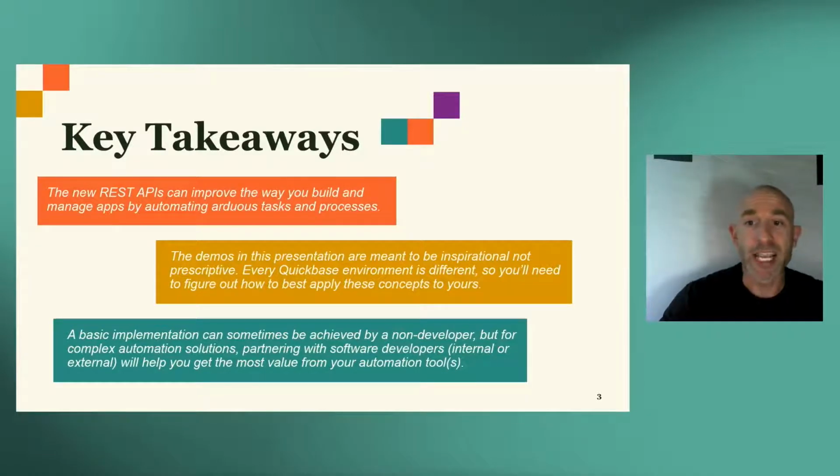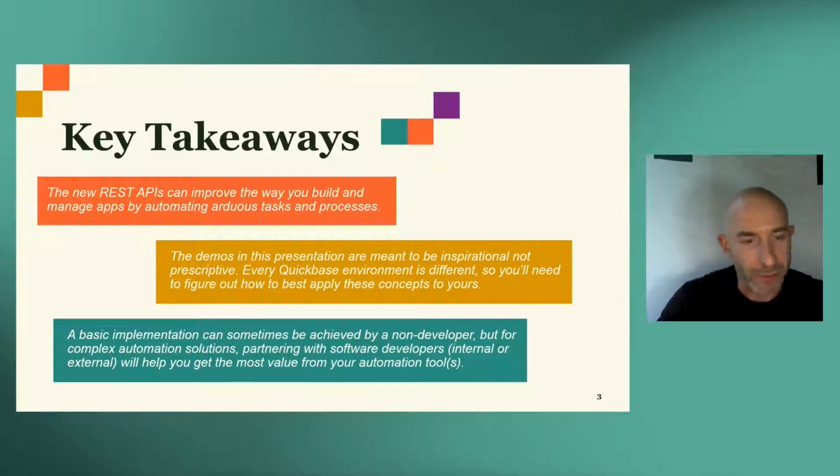The demos in this presentation are meant to be inspirational and not prescriptive. Every QuickBase environment is a little bit different, so you'll need to figure out how to apply these best in your environment. For example, when building relationships, we tend to use the word related in front of a noun for your foreign keys: related projects, related tasks. But it's QuickBase, so you can change the naming convention and make it anything you want.